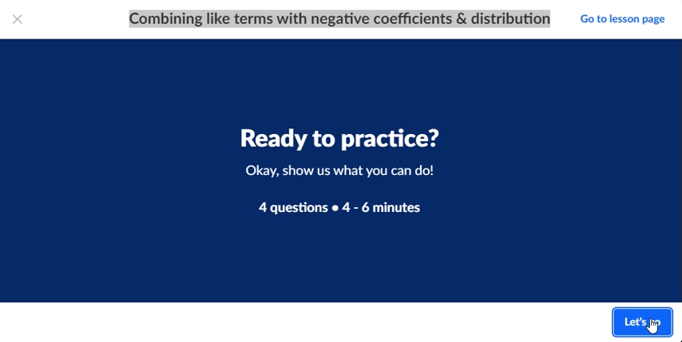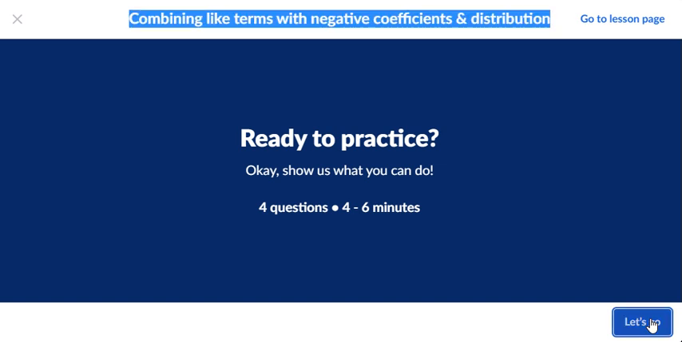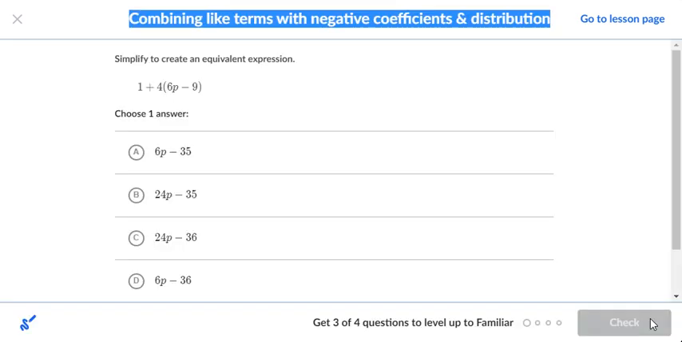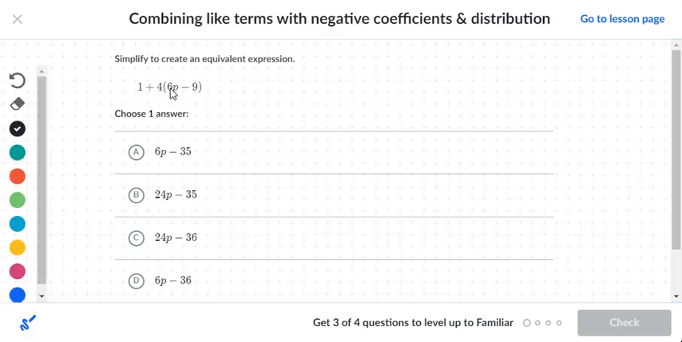Combining like terms with negative coefficients and distribution. Simplify to create an equivalent expression. So what we want to do here is distribute to get rid of this parentheses. So we have the 1 plus, remember that's on the outside. Remember, the 4 with the parentheses is multiplication, so don't take the 1 plus 4 and create 5. This part right here is a multiplication, so leave the 1 separate.